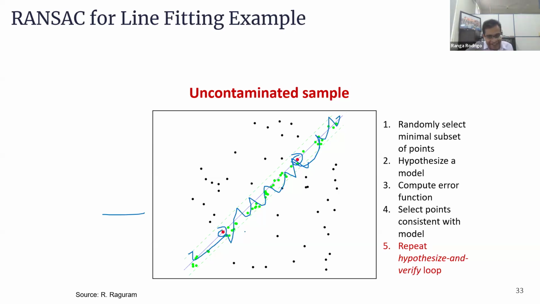Is that clear for you? Now that you have the consensus, from the consensus, you estimate the line using least squares, line fitting, or total least squares. I hope this idea is clear for you.